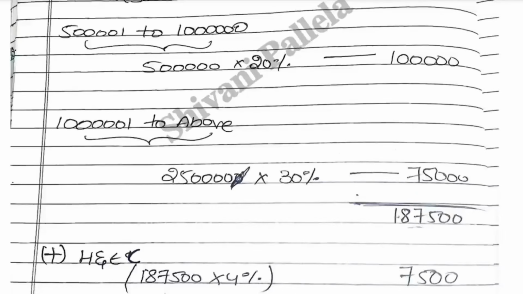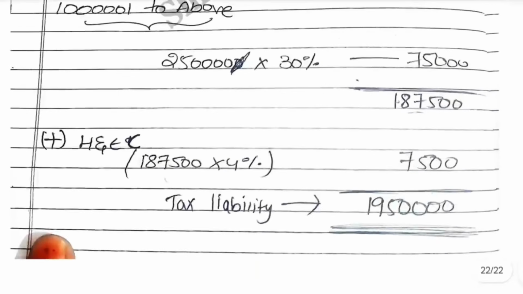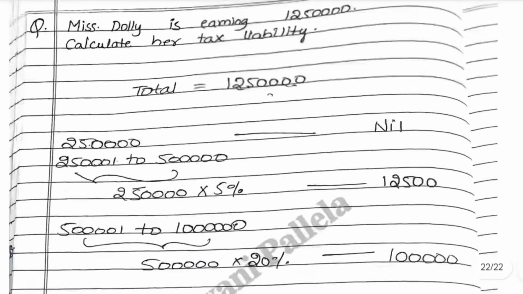Rebate will not be calculated. Why? Because she is not earning below 5 lakh rupees. Surcharge will not be calculated because she is not earning more than 50 lakh rupees. Health and education cess in every question we need to take, no? 4%. So 1,87,500 into 4% means 7,500. If you add that to the 1,87,500, you will get the tax liability of 1,95,000. So this is about your income tax whole subject.